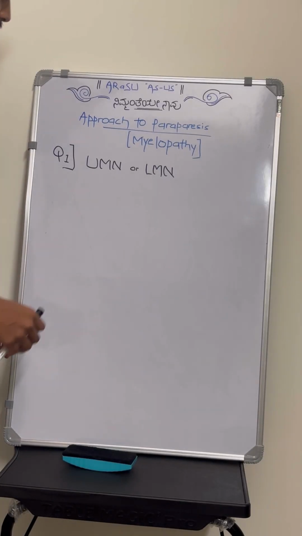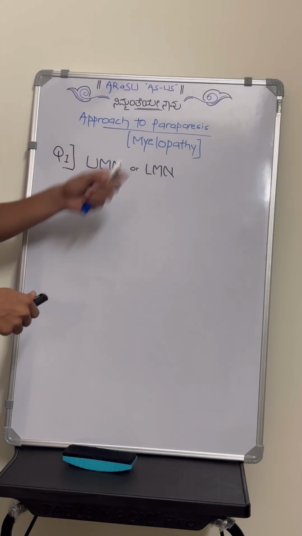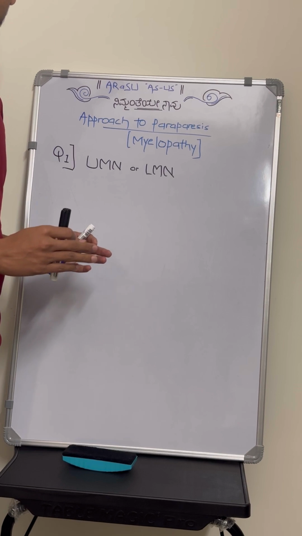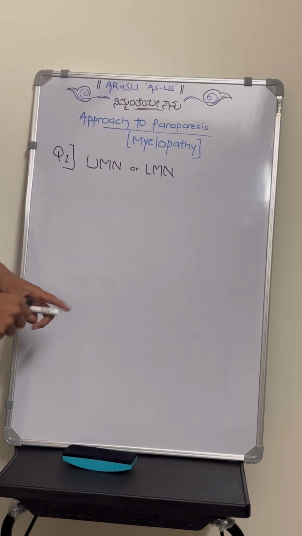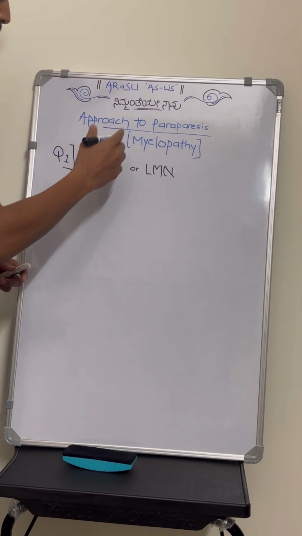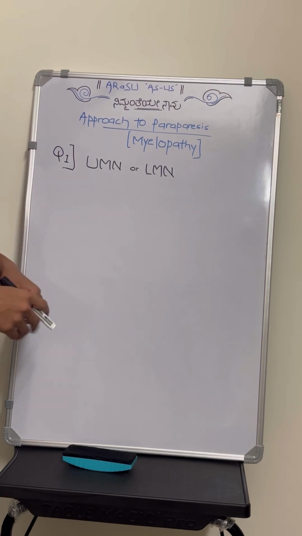Hello everyone. Today we'll discuss the approach to paraparesis, that is, whenever an individual presents with lower limb weakness. So how to proceed in neurology. Mainly we'll focus on myelopathy in the further lecture.